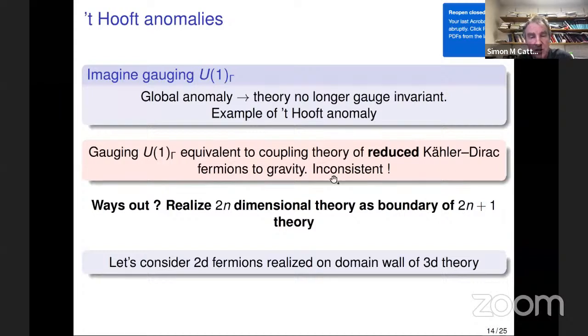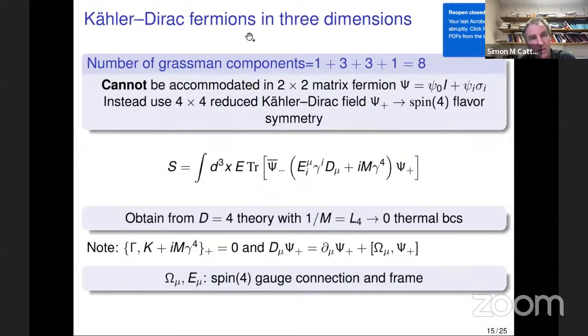All right. And sort of similar to what happens with Dirac fermions, there is a way out of here. You can realize this theory, this 2n dimensional theory, this even dimensional theory, as the boundary of some odd dimensional manifold where the anomaly vanishes. All right. And so that's what we'll do in a moment. We'll just see how to make this work in the case of two-dimensional boundary fermions, Kaehler-Dirac fermions realized on a domain wall of a 3D theory. But the thing generalizes to any odd dimensions in the end.